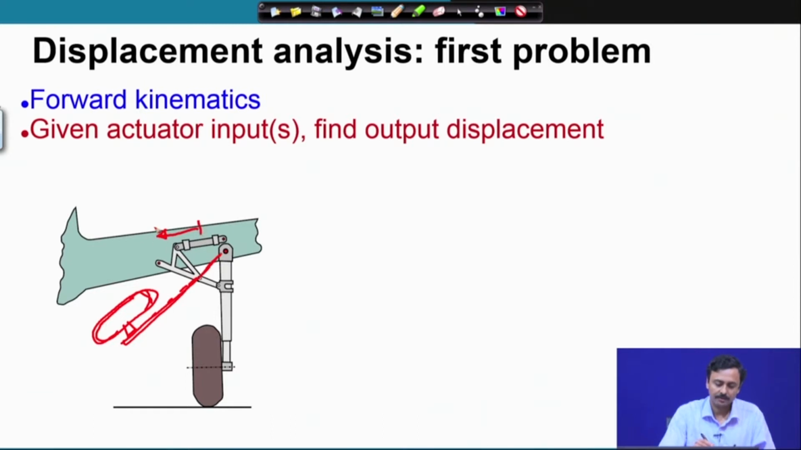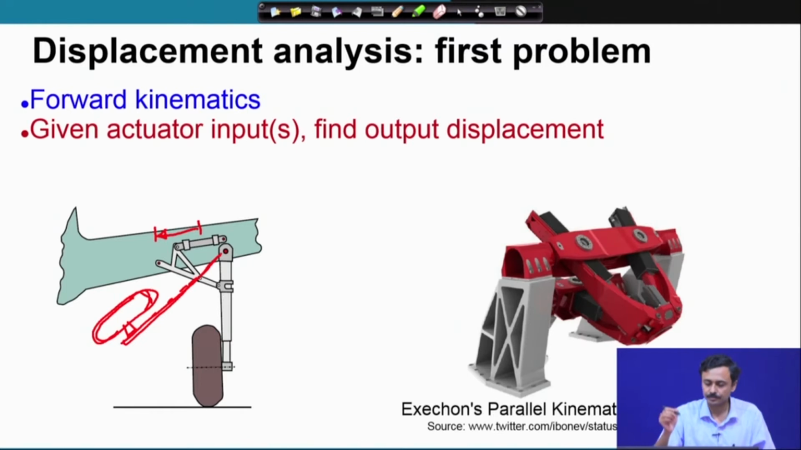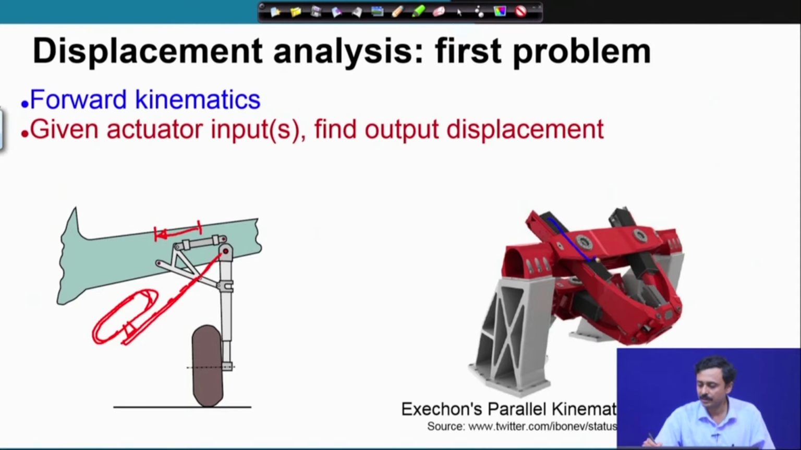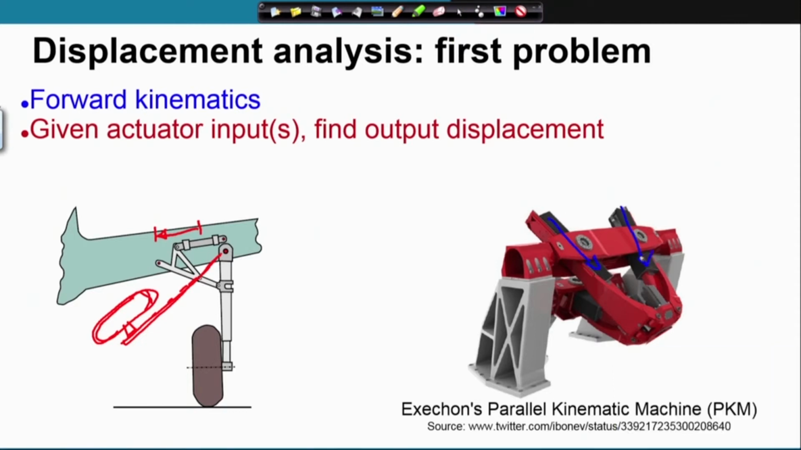If I give a displacement of this much, where is this wheel link? This is a forward kinematics problem. Similarly, in this parallel kinematic machine, these are the actuators. If I specify this actuator through, this actuator through, and there is another actuator at the bottom, if I specify these 3 actuators, where is the end point, the end effector point? So, that is the forward kinematics problem.